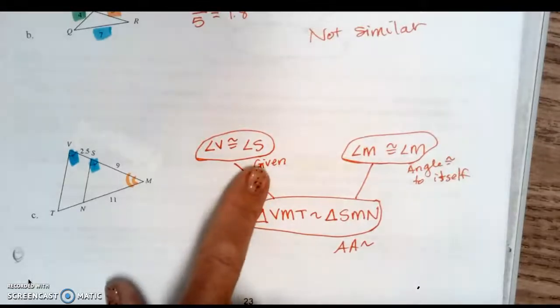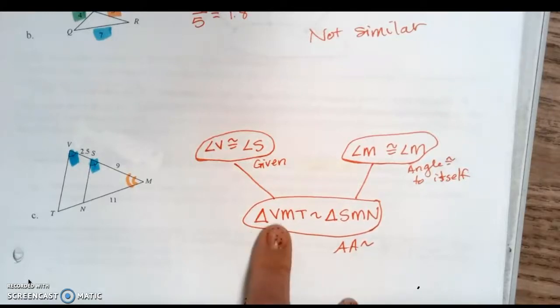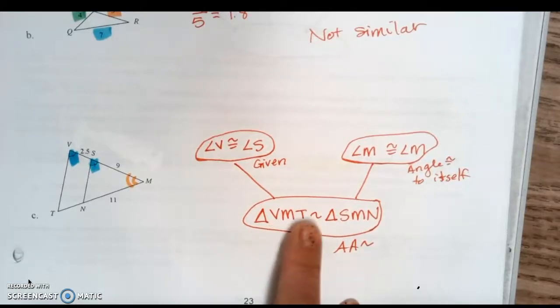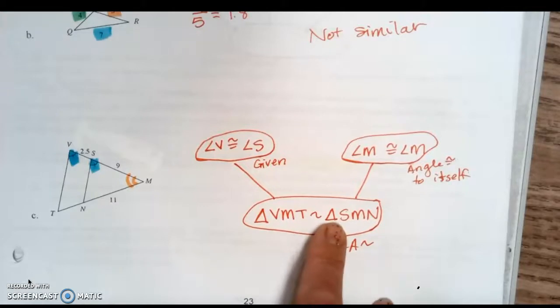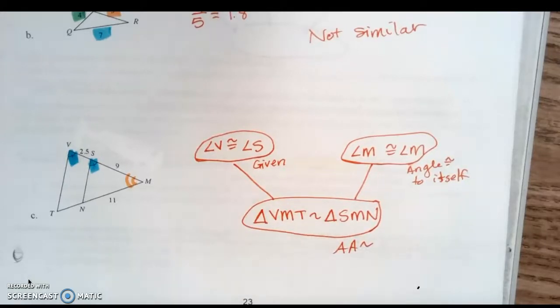That was given information. And for similarity, we only need angle, angle. So you're going to say that triangle BMT is similar to triangle SMN by angle, angle similarity. Any questions on part C?